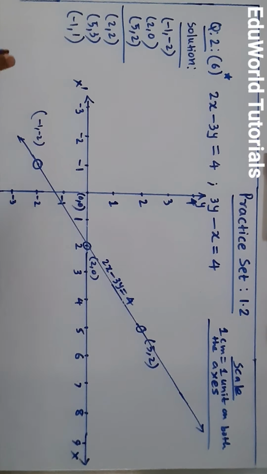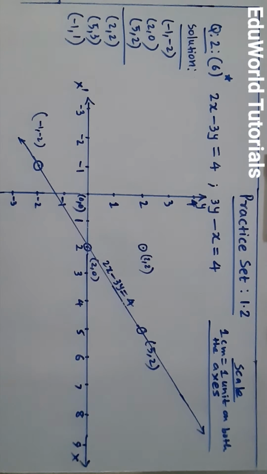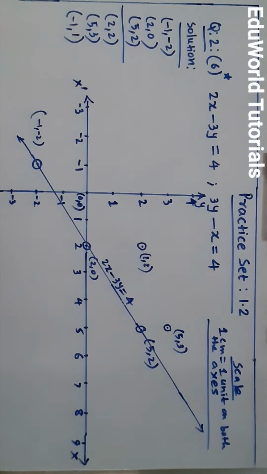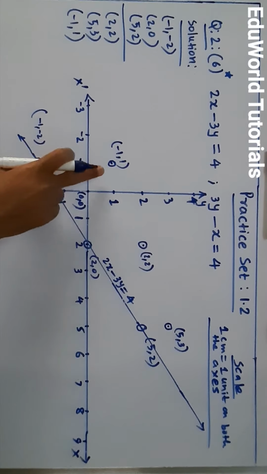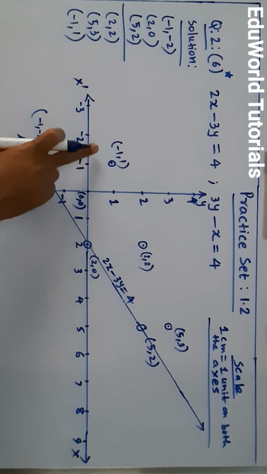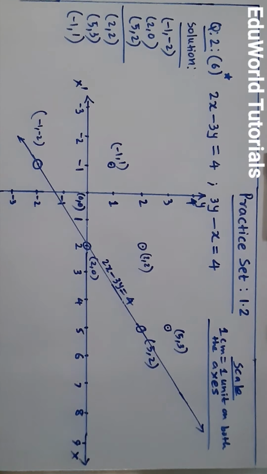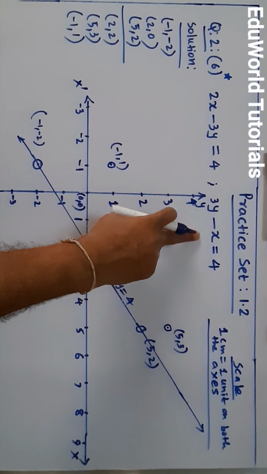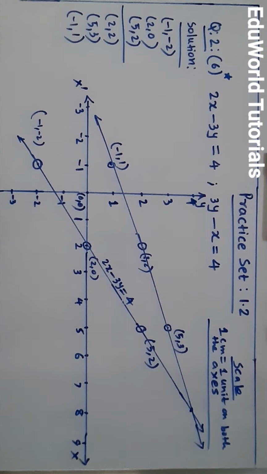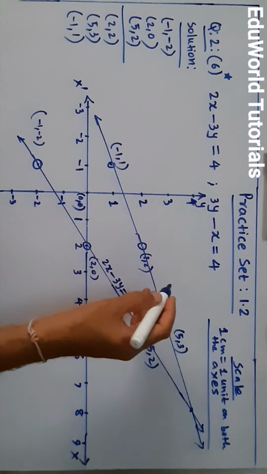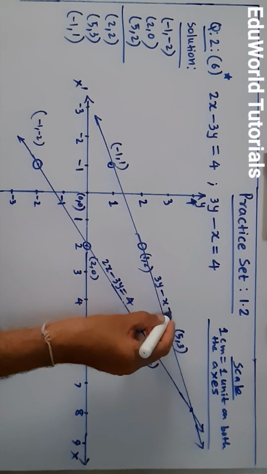Now we will plot the 3 points which lie on the second equation. This is the first point 2, 2. The other point will be 5, 3, lying in the first quadrant. The next point is minus 1, 1. It will be in the second quadrant. So these are the 3 points. Now we will join all of them. They are collinear points, and they will give the graph of the second equation 3y minus x equal to 4. Students, this is the line I have drawn passing through all the 3 points, and this is called the graph of the second equation 3y minus x equal to 4.